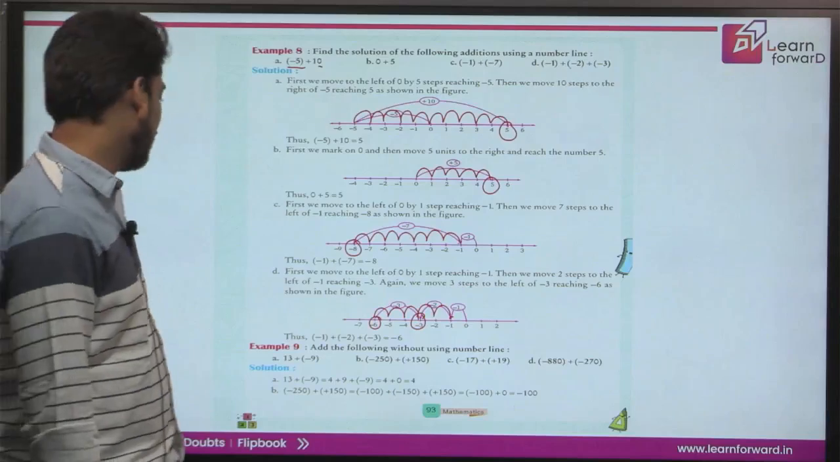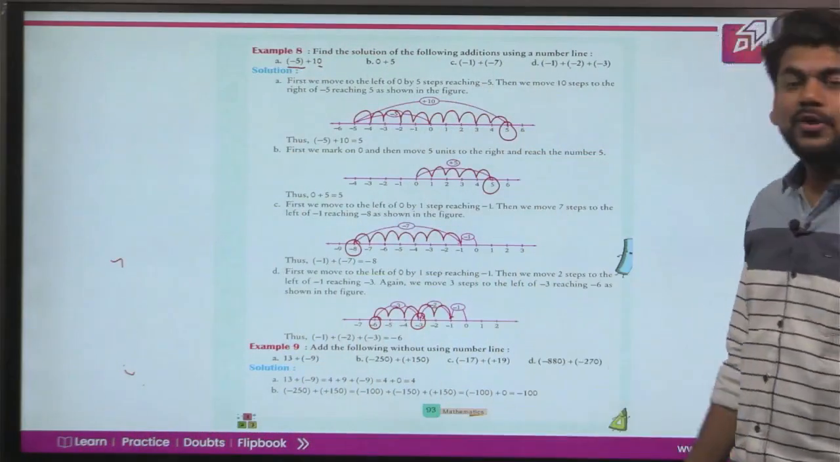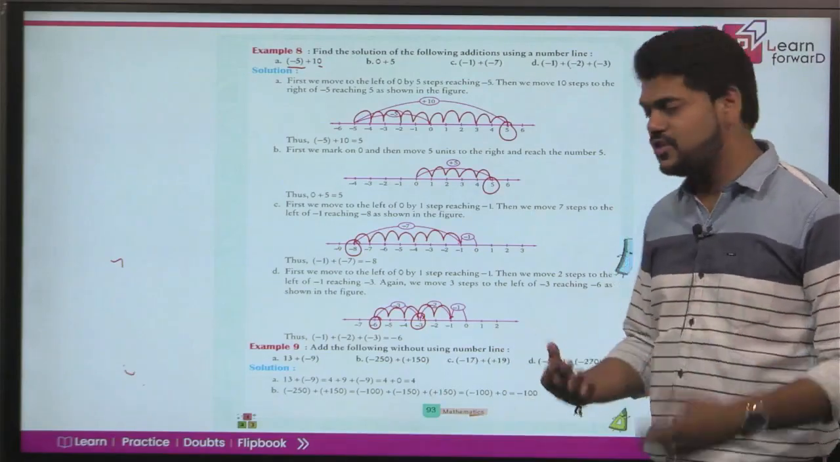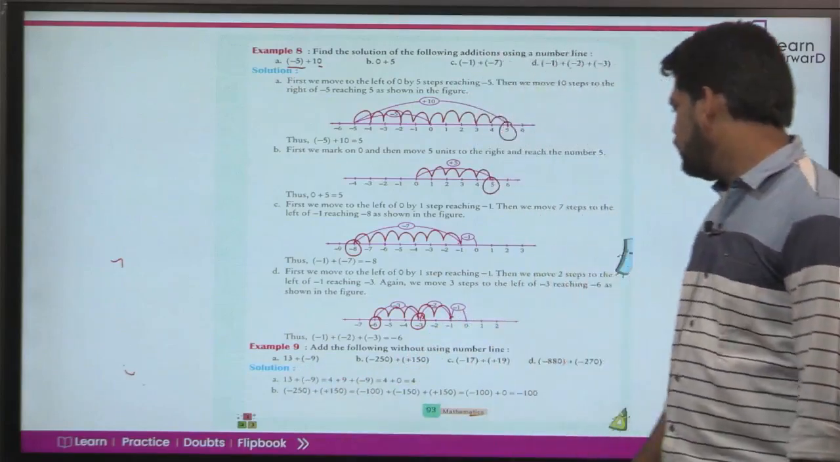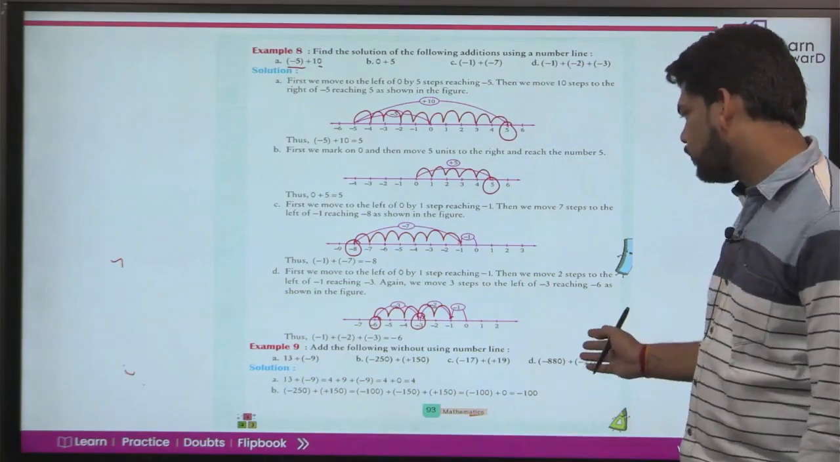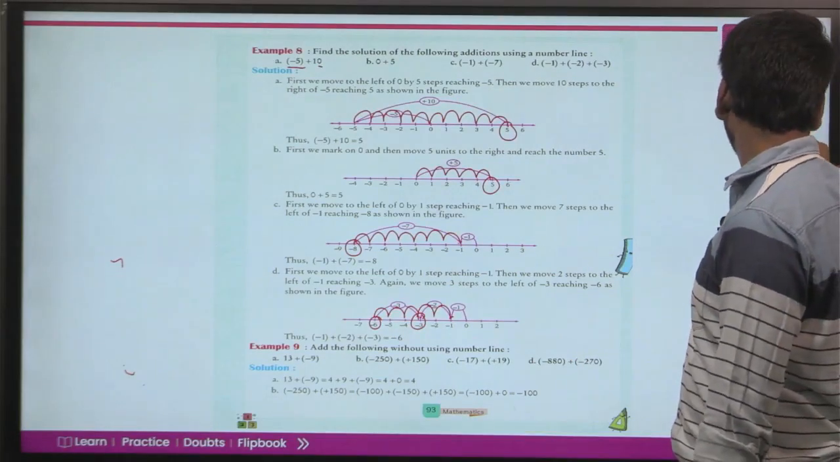Fine. Add the following without using number line. Now the question comes up where number line cannot be drawn because the numbers are quite larger. 13 plus minus 9. Okay, let's just wait for a second.